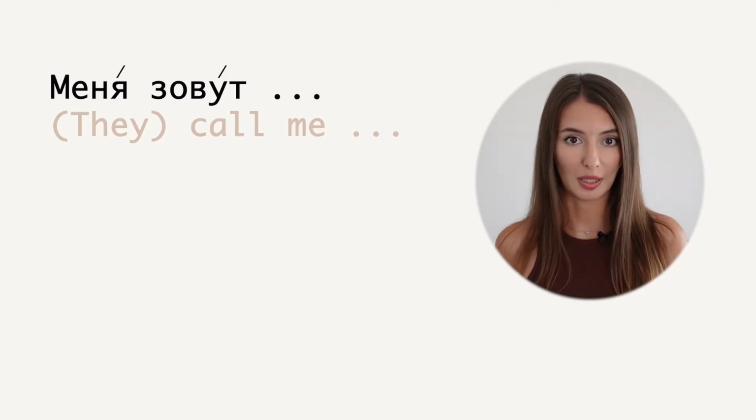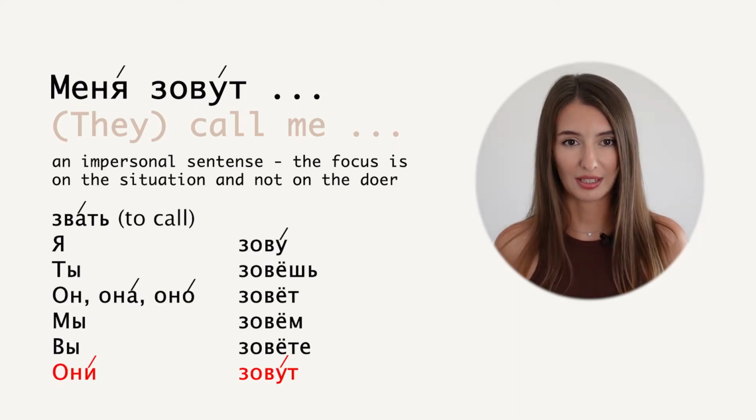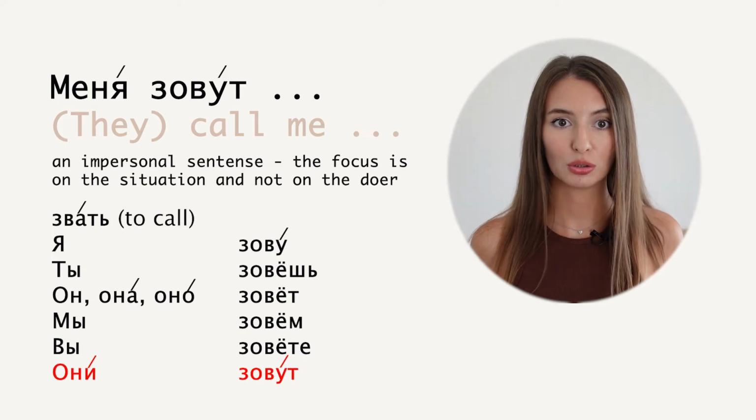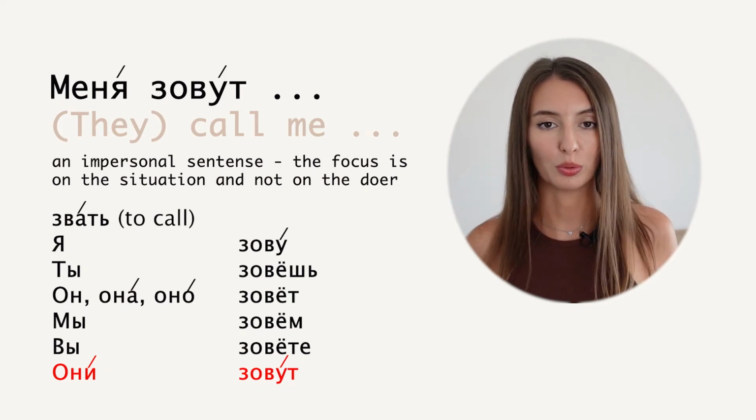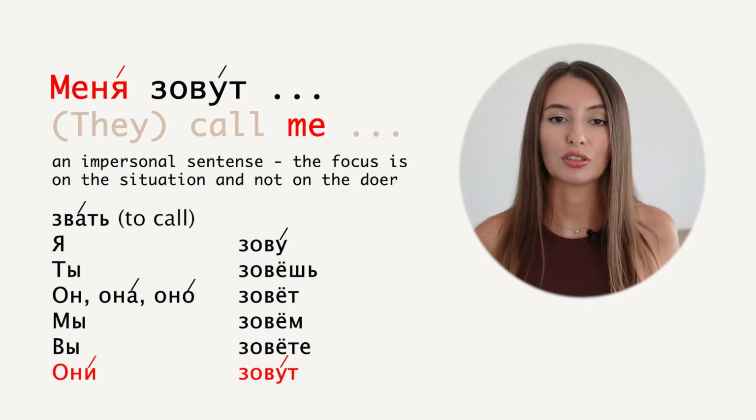Let's find out what's going on in the construction Меня зовут and why we need to use the accusative case here. A more literal translation of that phrase into English would be they call me, where they is omitted because it's an impersonal sentence, while the verb звать, to call, has the form of third person plural, they. Even in the English translation we see me instead of I, because the pronoun is an object here. We will take a more precise look at subject, object and their functions in the next videos.